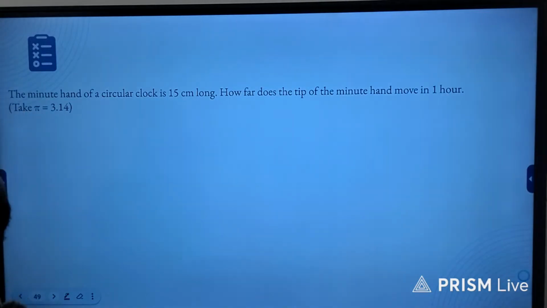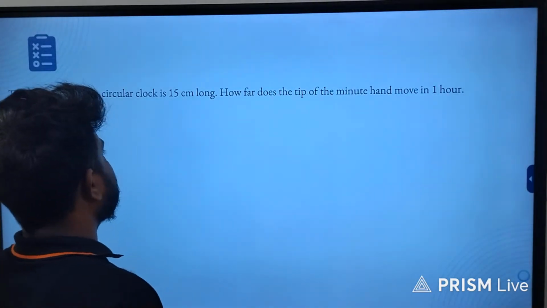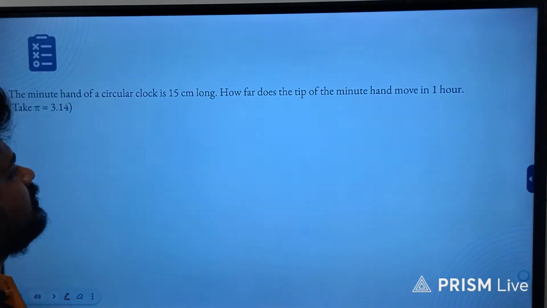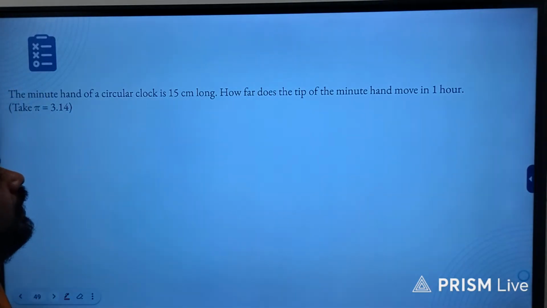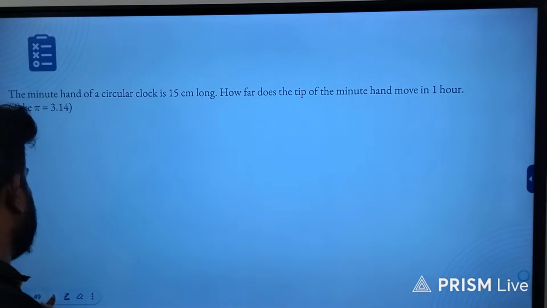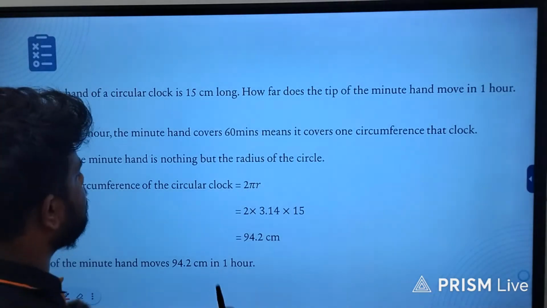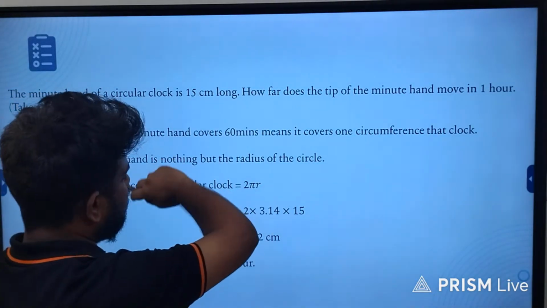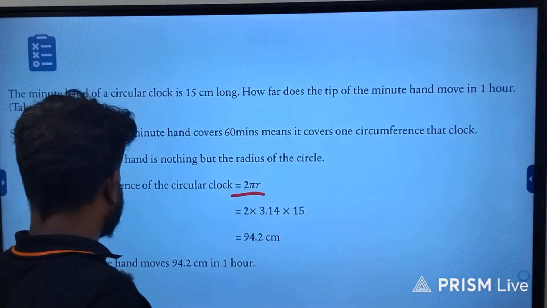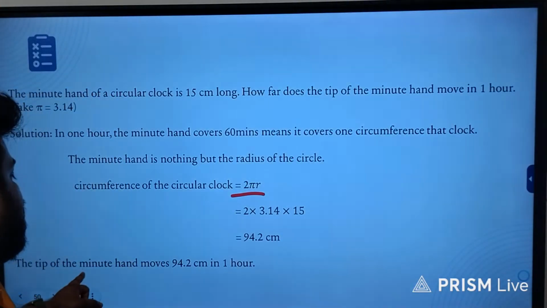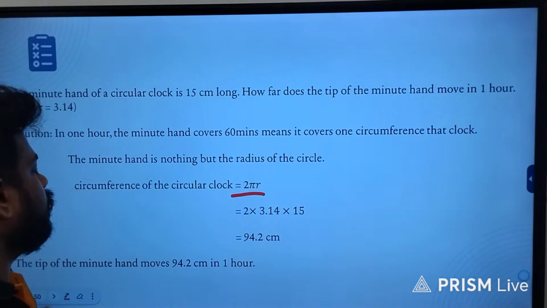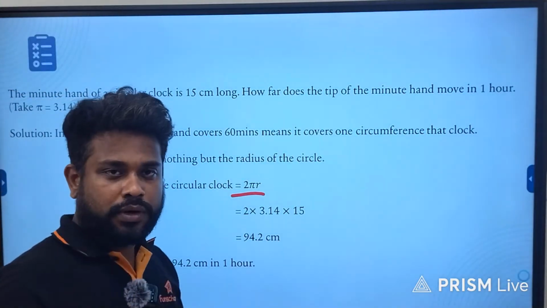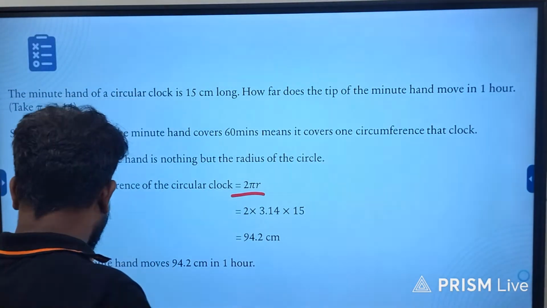Okay, next, the minute hand of a circular clock is 15 centimeter long. How far will the tip of the minute hand move in 1 hour? This one is similar: for one rotation, it takes 2 pi r distance. The tip of the minute hand will move 94.2 centimeter in an hour.